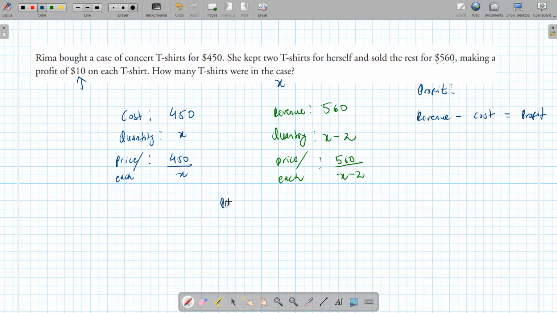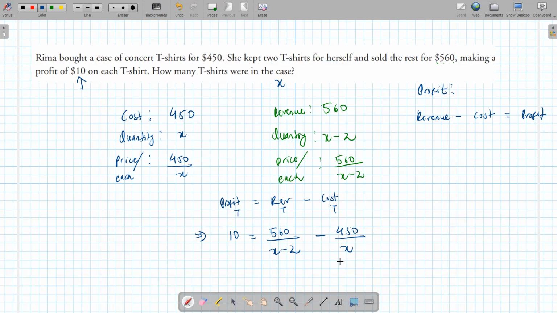The profit for each t-shirt is going to be equal to the revenue for each t-shirt minus the cost for each t-shirt. So this becomes 10, the profit for each shirt, equals the revenue for each, 560 over x minus 2, minus the cost, 450 divided by x. There we go. That's our equation. Did that make sense?